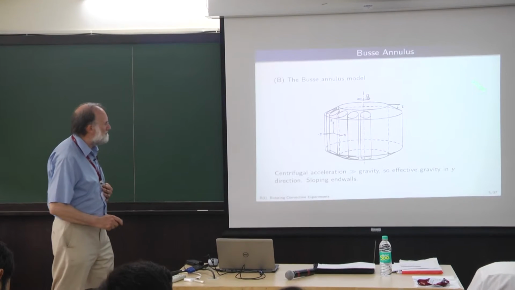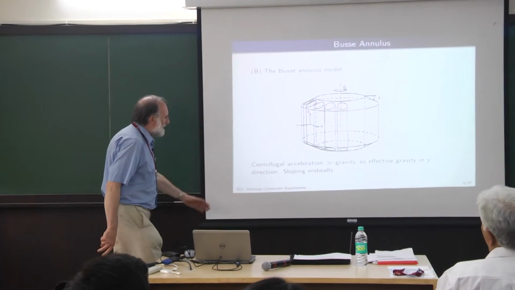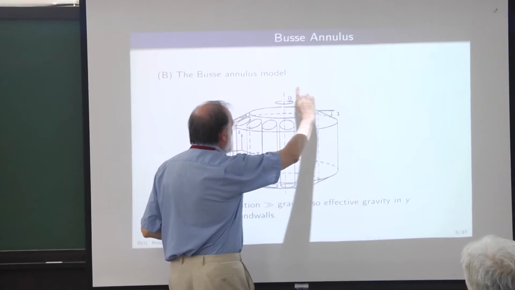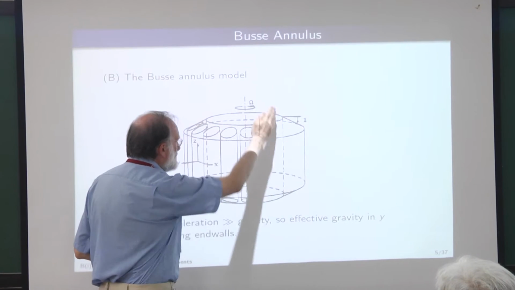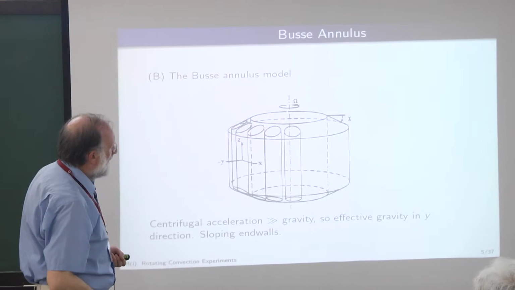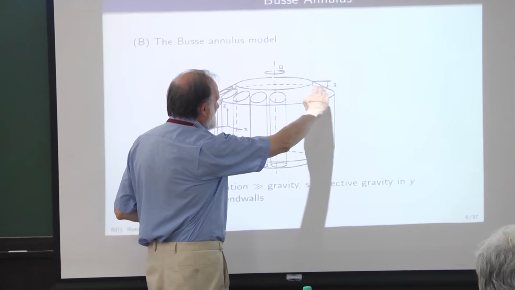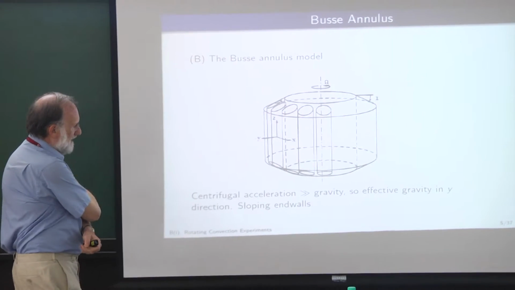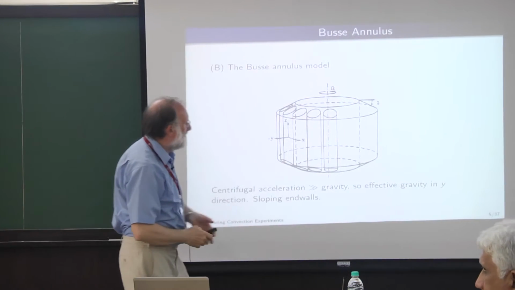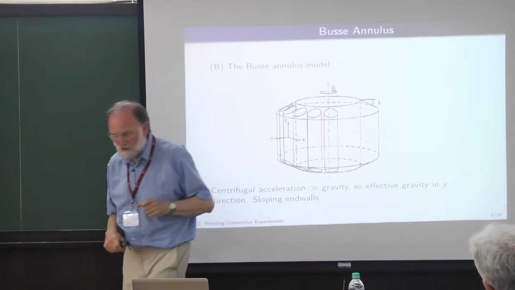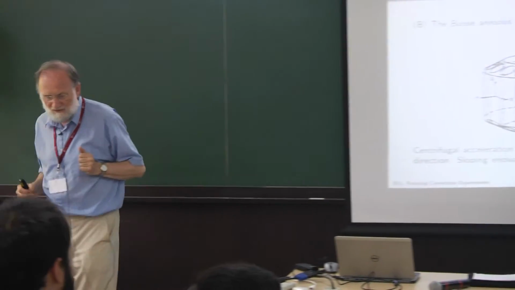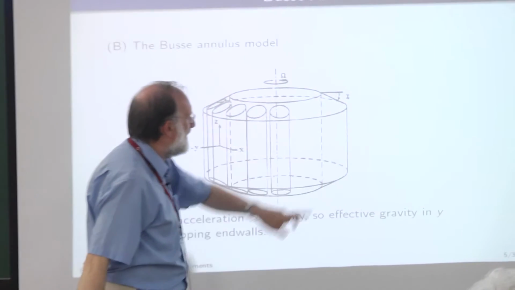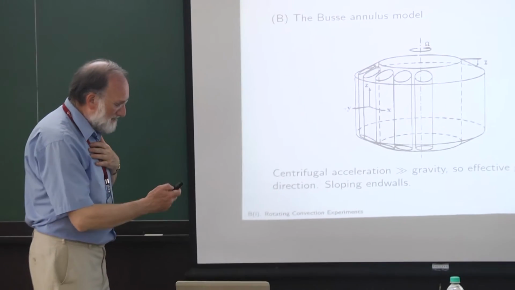The next big model is the annulus. Let's make sure we understand what the annulus is. We're just looking at the fluid in this region, between these two concentric cylinders, and it hasn't got flat ends, it's got ends which are sloping at a small angle chi. This is a very nice theoretical model because you can capture a lot of the properties of spherical convection, but it's mathematically a great deal simpler, which is why Fritz Busse started analyzing it.